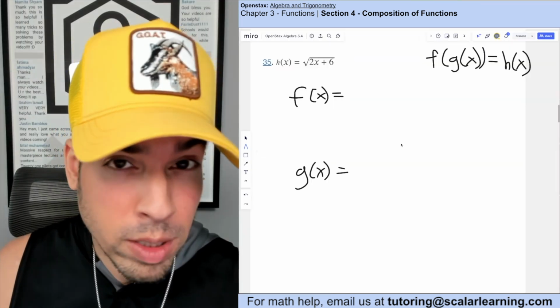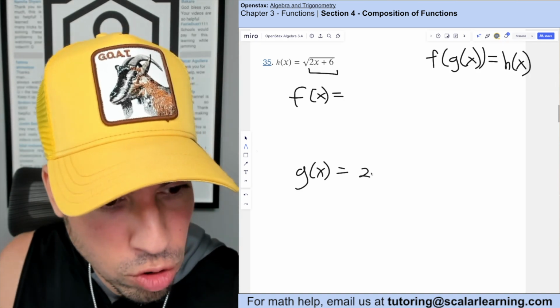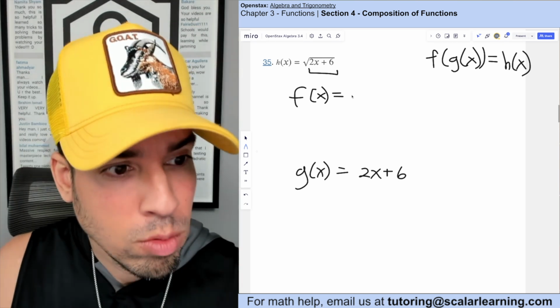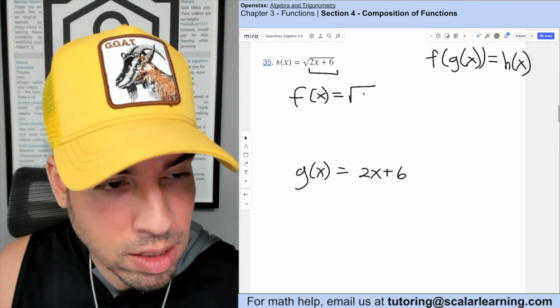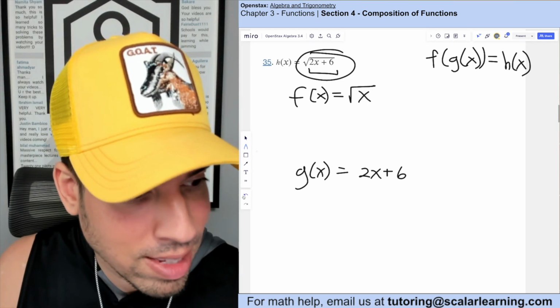Done. Following the trend of the previous problems, again, I'm making g of x this internal piece, which is 2x plus 6. And then we're making f of x the external piece, which is simply square root of whatever we got inside. Let's just make it square root of x. Therefore, f of g of x would bring us back nicely to this.